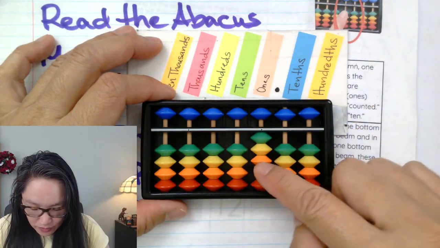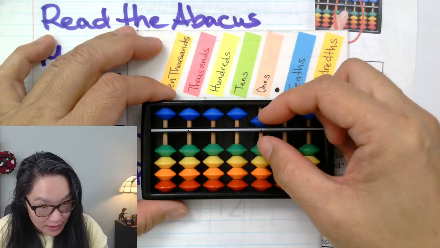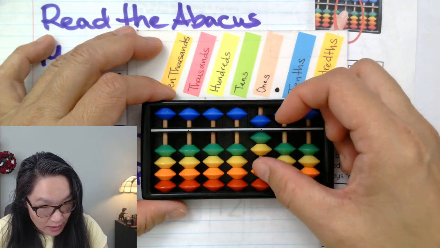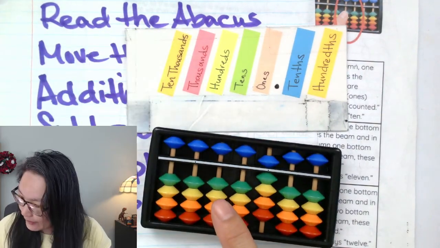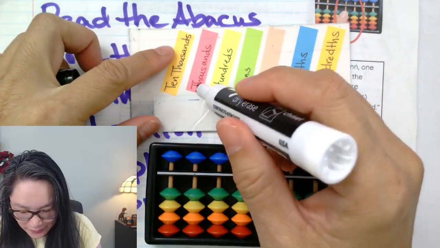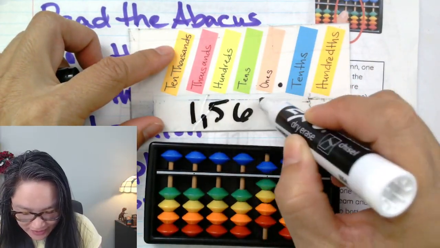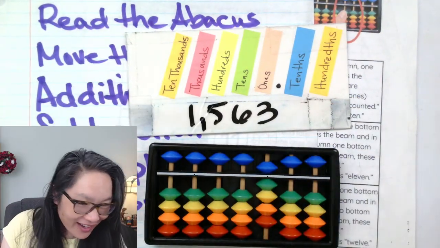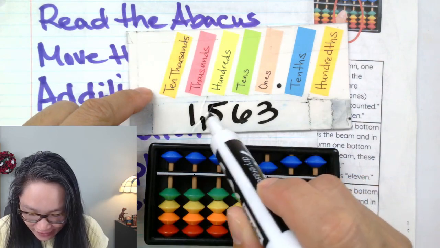1, 2, 3, 4, and then 5. After 5, we have 6, 7, 8, 9. So we read from left to right? Yeah, we do. You know why? Because we have 1,563. We don't say 360, 500, 1,000.